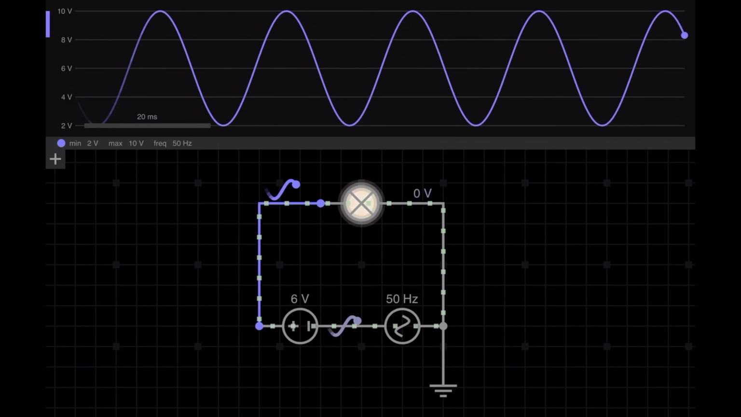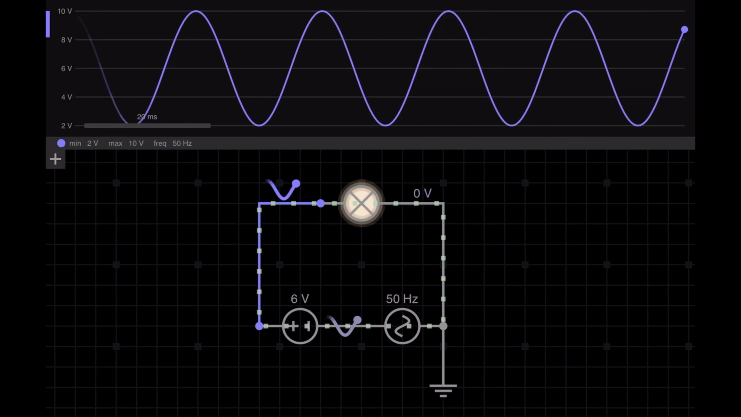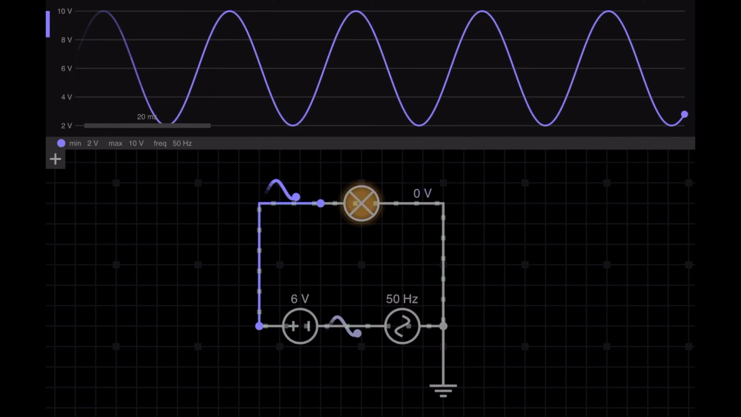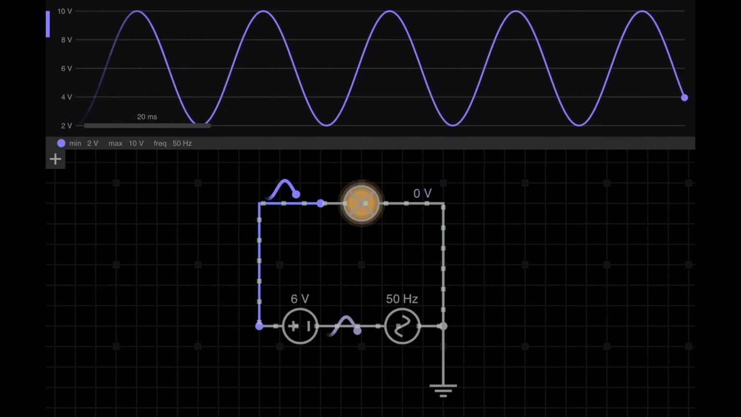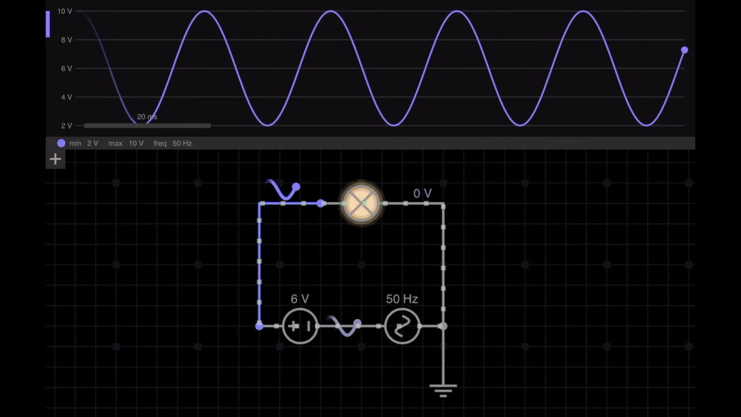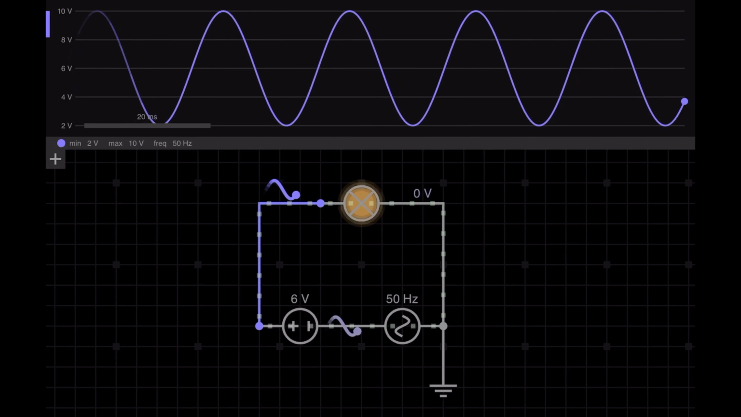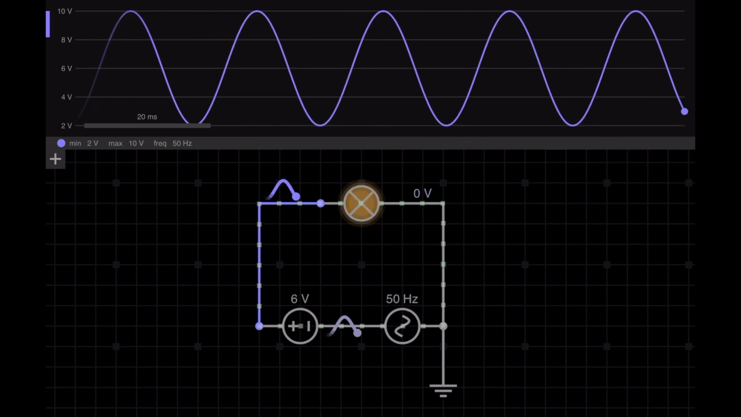In this simulation, you can see an AC source, a DC source, a light bulb. The AC source is of 4 volt, which I have connected, which you are not able to see right now, and it is of 50 hertz. The DC source is of 6 volt. What you're seeing right now is the waveform, which is varying from the maximum voltage, which is 10 volt, and the minimum voltage, which is 2. That we have discussed before.